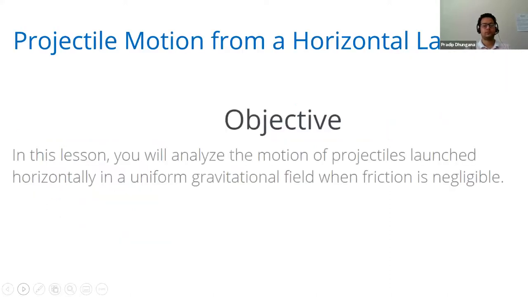Now we have completed equations of motion in two dimensions. Now we'll start projectile motion from a horizontal launch. That is our new lesson. In this lesson, you will analyze the motion of a projectile launched horizontally in a uniform gravitational field when friction is negligible. Our goal is to analyze the motion of a projectile launched horizontally, and we'll consider that there is no air friction and there is always a uniform gravitational field. These are some of the assumptions whenever we work on problems related to projectile launch.